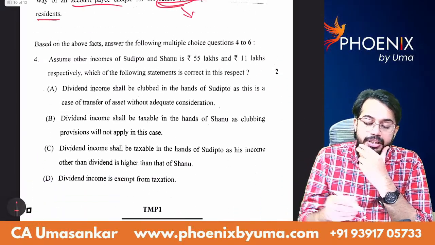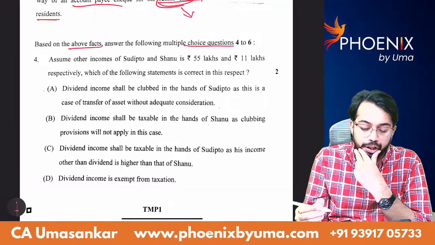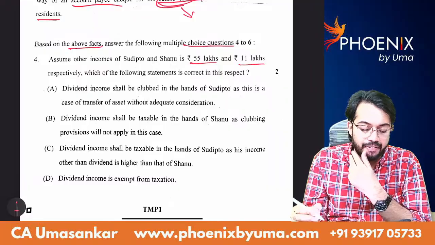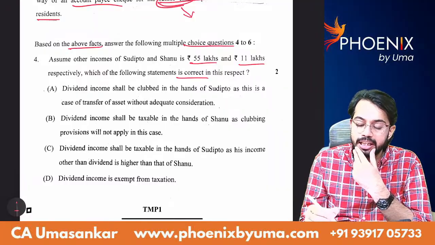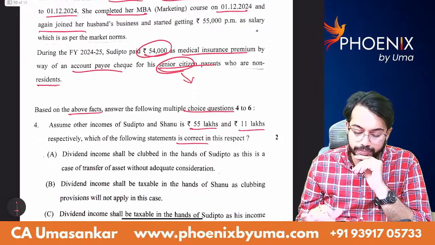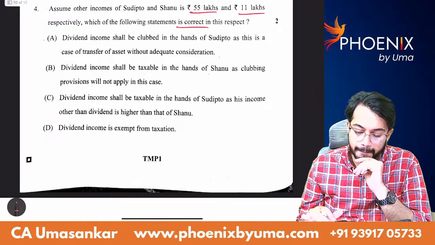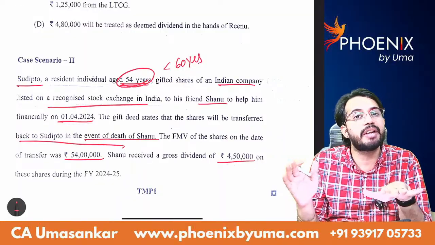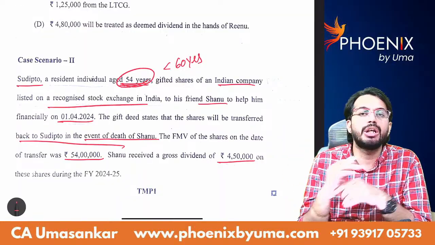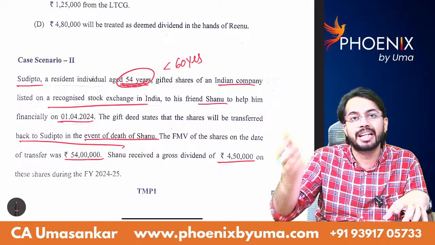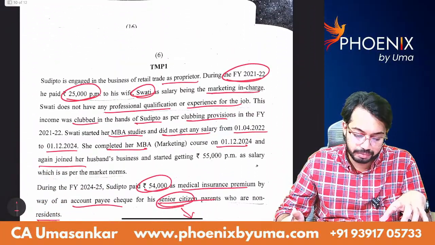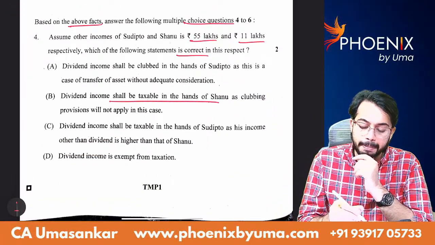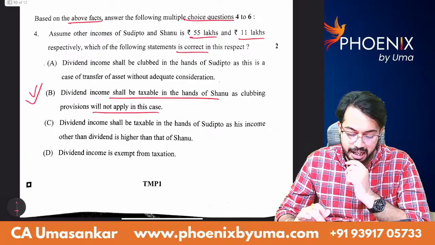So now let us see, based on the above facts, answer the following MCQs. Assume other incomes of Sudipto and Shanu are 55 lakhs and 11 lakhs respectively. Which of the following statements is correct? See, this is a revocable transfer, but it is not revocable during the lifetime of the transferee. So nothing is clubbed in the hands of Sudipto. It is taxable in the hands of Shanu only. So dividend income shall be taxable in the hands of Shanu, as clubbing provisions will not apply in this case. This is the right answer.